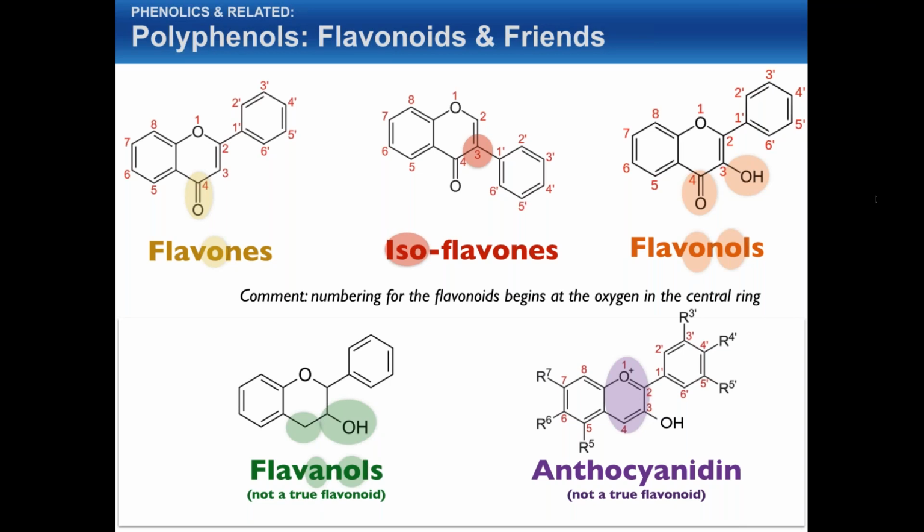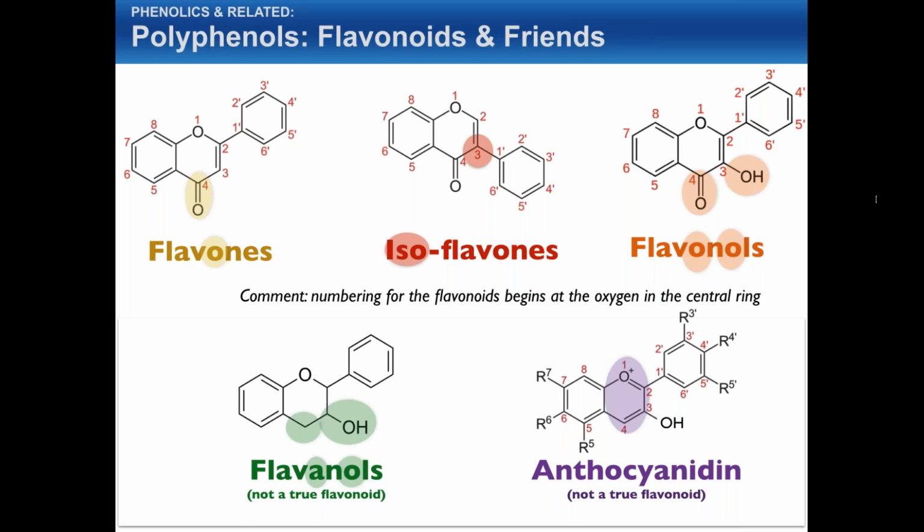If you have that second ring structure, instead of being at the 2 position, it's at the 3 position. That's called the iso position in chemistry terms. That's called an isoflavone. Now, if you have a ketone at the 4 position and an alcohol at the 3 position, then you get a flavonol. So you got the flavone with the OL, which refers to the alcohol component. That's a ketone and an alcohol, gives you the flavonols.